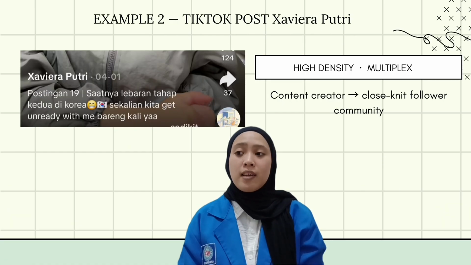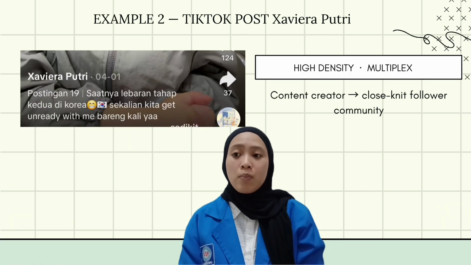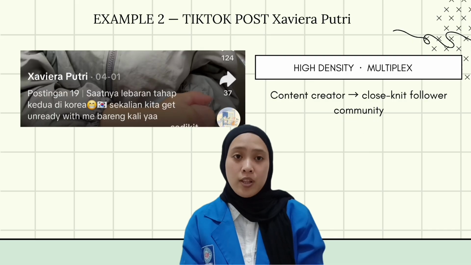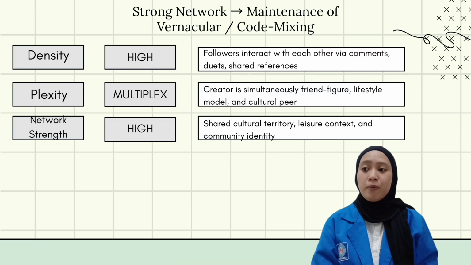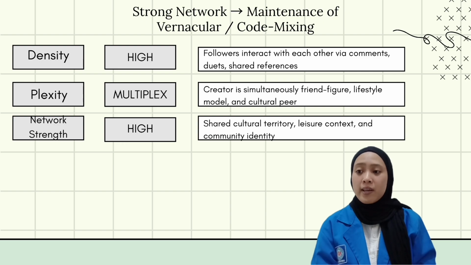And this is the second example, TikTok post, Safira Putri. High density, multiplex content creator, close-knit follower community, strong network maintenance of vernacular code mixing. Density is high, followers interact with each other via comments, duets, and shared references. Multiplex, the creator is simultaneously friend figure, lifestyle model and cultural peer. Network strength is high: shared cultural territory, leisure context, and community identity.